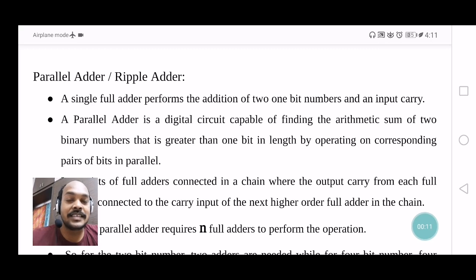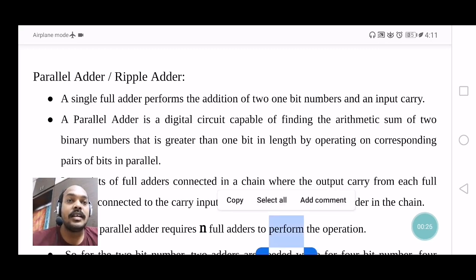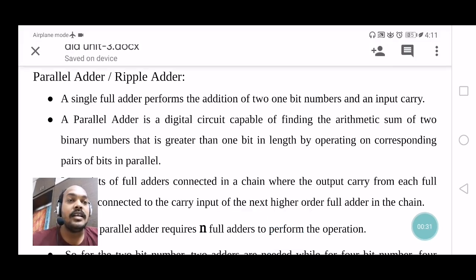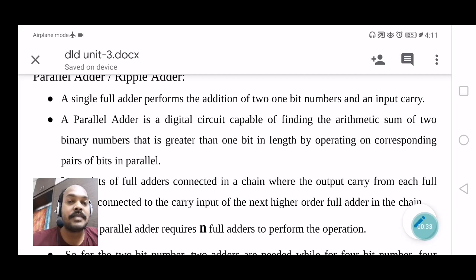In this lecture I am mainly focused on the purpose of the parallel adder, or ripple adder, which is one of the applications of full adders. By using full adders we may construct different numbers of adders. One application is the parallel adder, also called the ripple adder. The second application is the parallel subtractor.